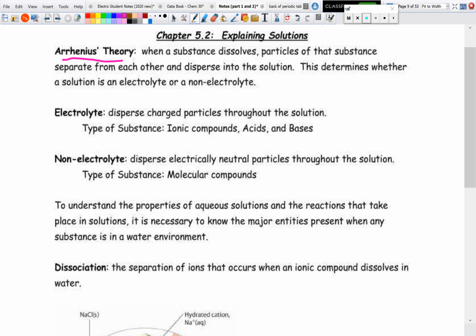So the Arrhenius theory of solutions: when a substance dissolves, particles in that substance separate from each other and disperse into the solution. Of course, this determines whether the solution is an electrolyte or a non-electrolyte. An electrolyte disperses charged particles throughout the solution. So that's where we have our ionic compounds, acids and bases. Whereas a non-electrolyte disperses electrically neutral particles throughout a solution. So these are our molecular compounds.